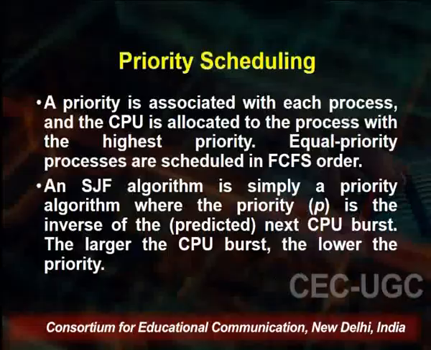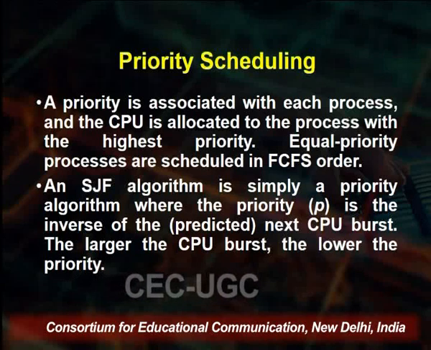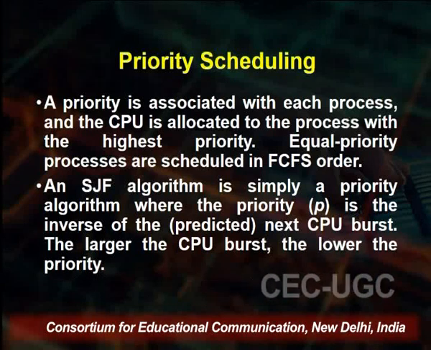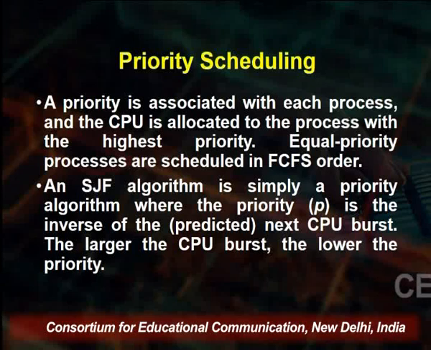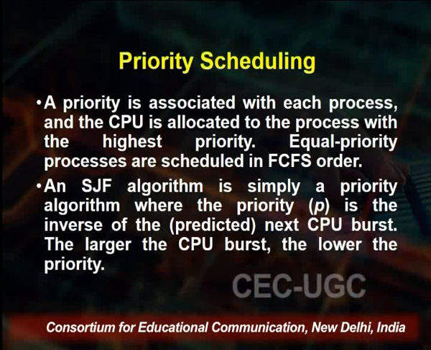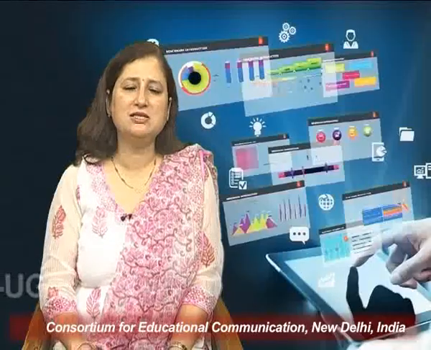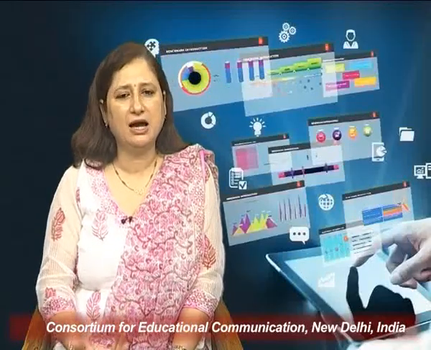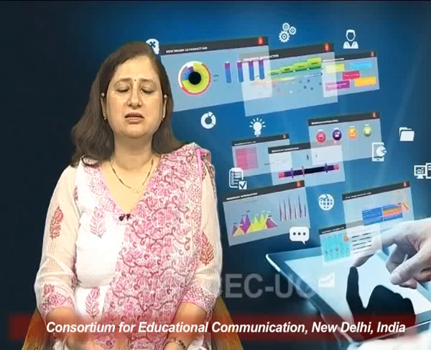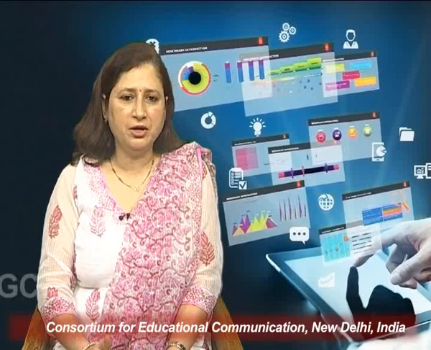The shortest job first algorithm, as I just said, is also a priority algorithm. And what is the basis of setting the priority there? The basis of setting the priority is the inverse of the next CPU burst. Inverse of the next CPU burst means that the larger the CPU burst, the lower the priority. This is what SJF does. The process which needs the highest amount of time with the CPU will be given the lowest priority.